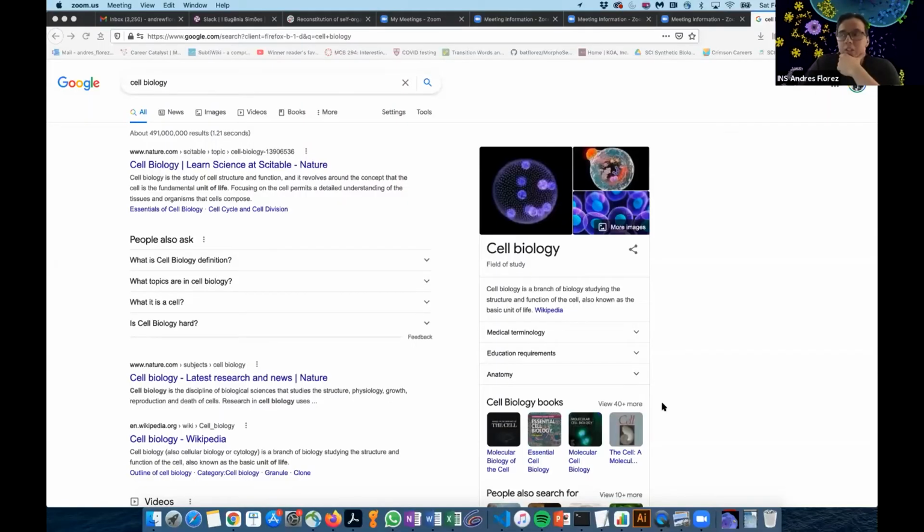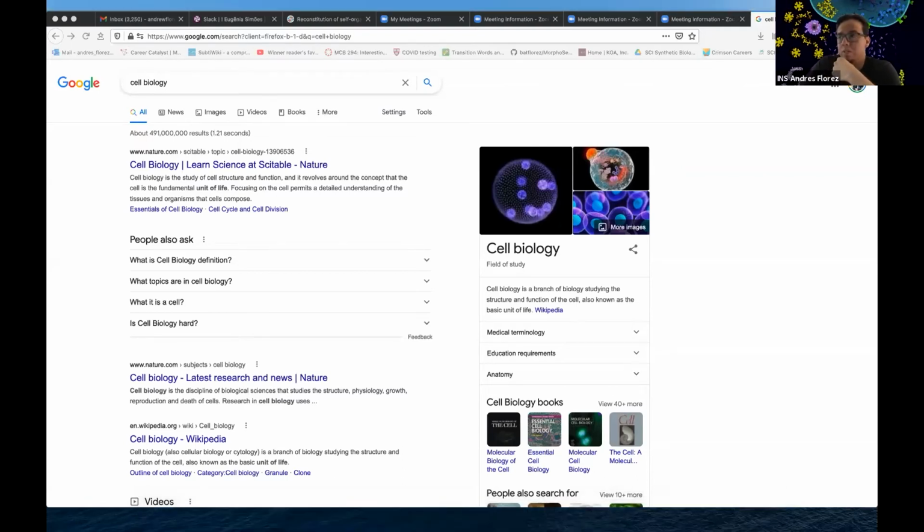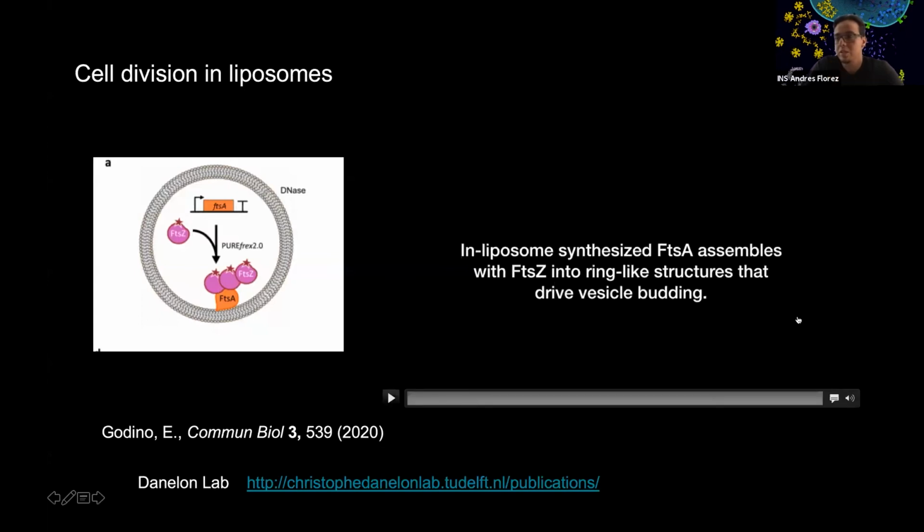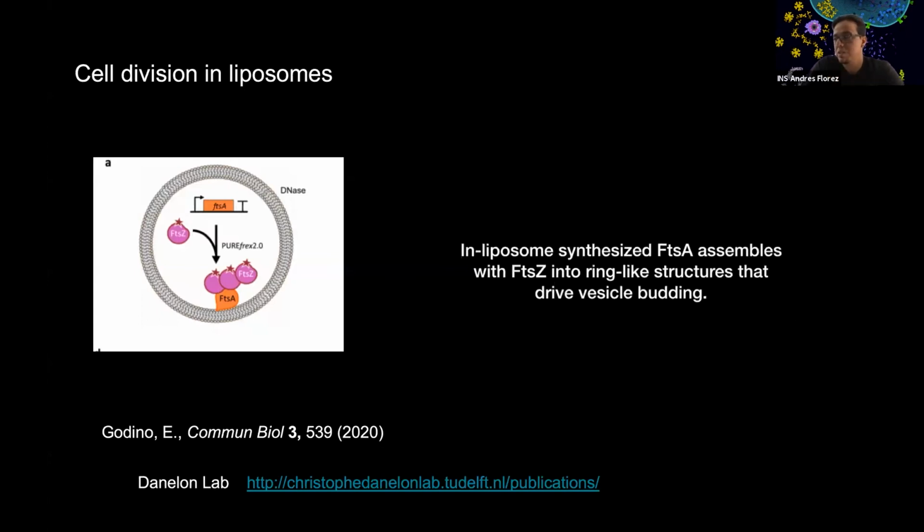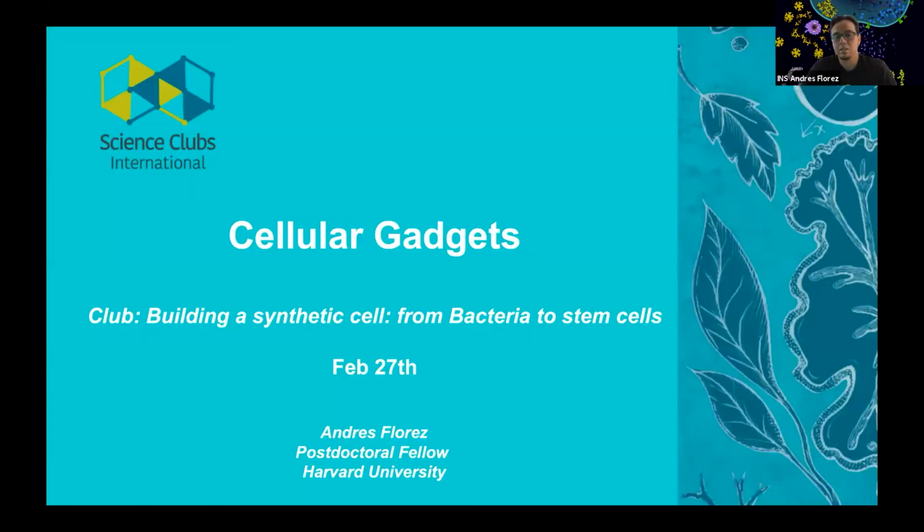What I'm going to be talking about now is getting a little bit into the field of artificial cells. Okay, so why are we interested in artificial cells? Basically, we're going to talk about the cellular gadgets, meaning what are the things that cells use that we can use from normal cells to assemble our own cells. That's one thing.